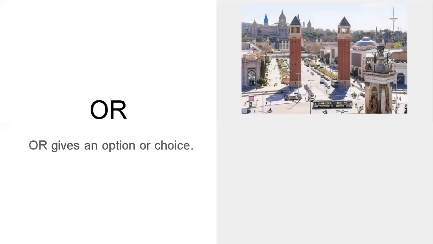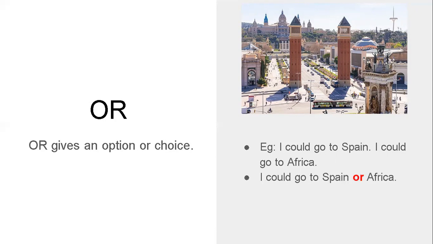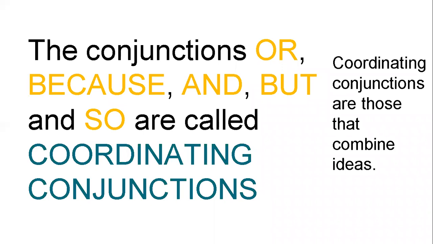Or. Or gives an option or choice. So if there is a choice, you can use the conjunction or. Like this. I could go to Spain, I could go to Africa. There's a choice there, an option there. I could go to Spain or Africa. Got it? The conjunctions or, because, and, but, and so are called coordinating conjunctions. Coordinating conjunctions are those that combine ideas, they join ideas.